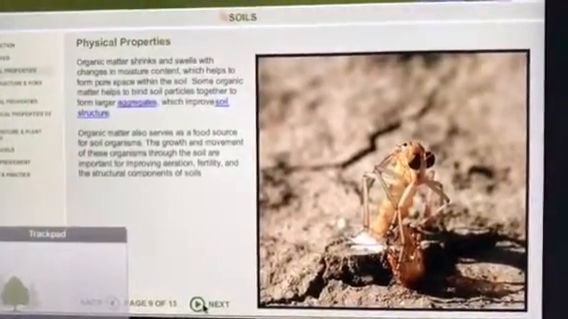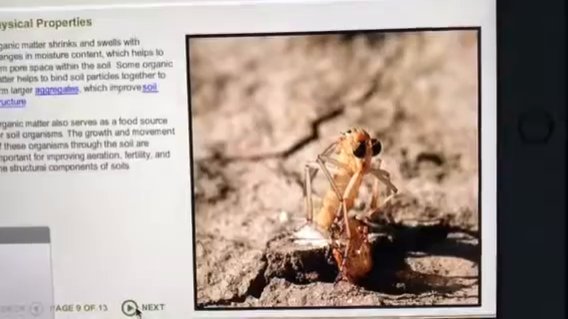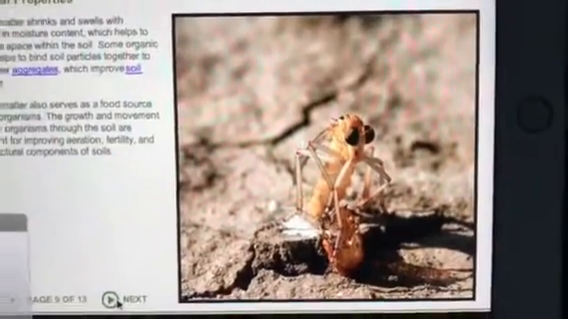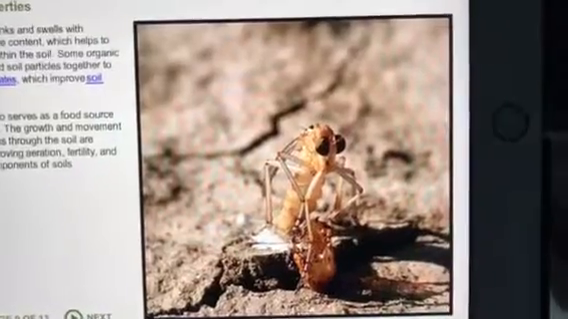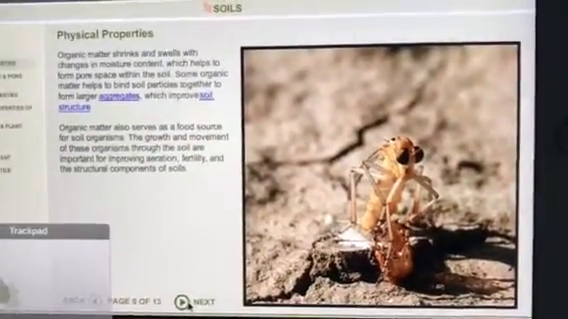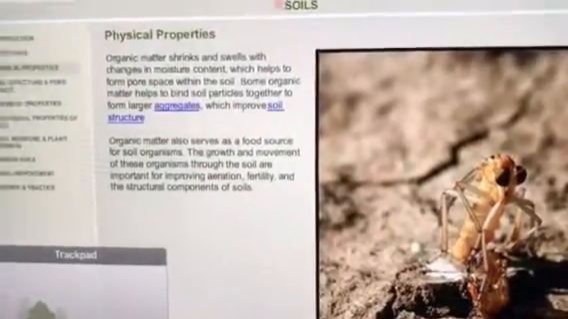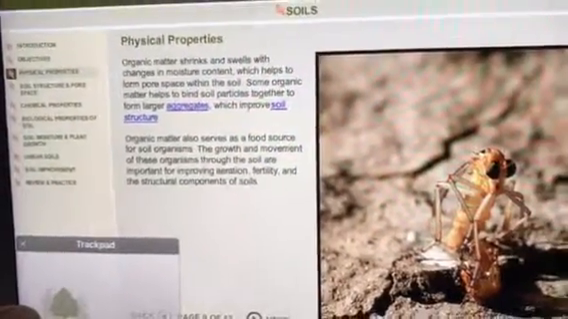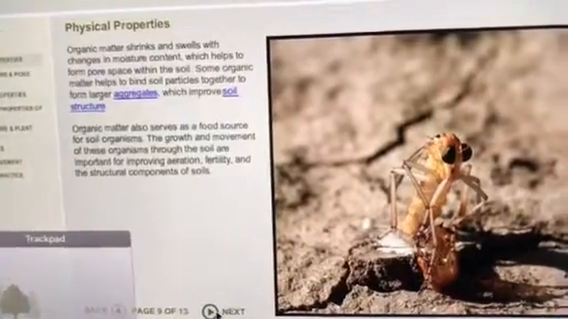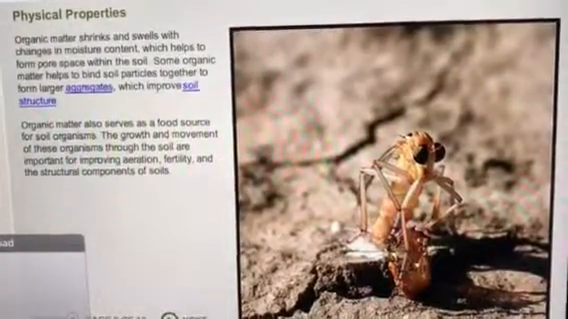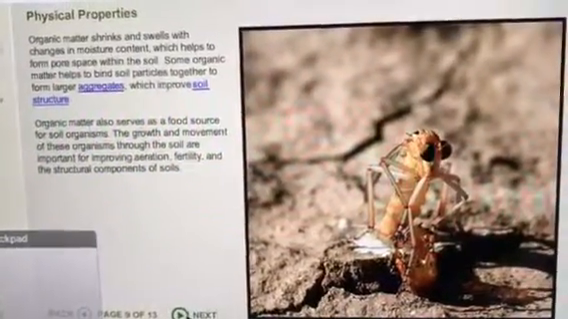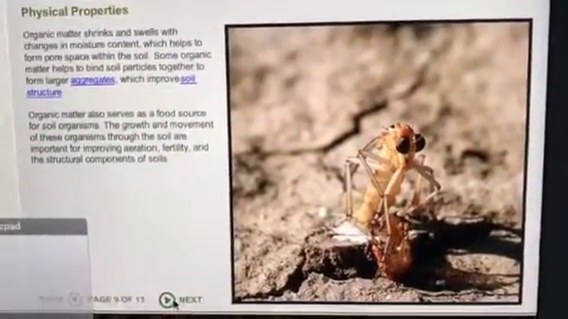Organic matter shrinks and swells with changes in moisture content, which helps to form pore space within the soil. Some organic matter helps to bind soil particles together to form larger aggregates, which improve soil structure. Organic matter also serves as a food source for soil organisms. The growth and movement of these organisms through the soil are important for improving aeration, fertility, and the structural components of soils.